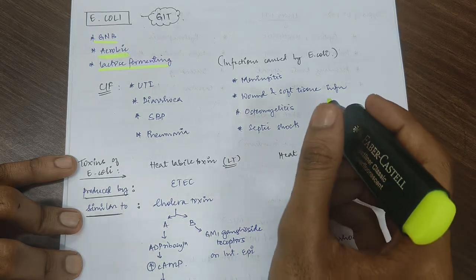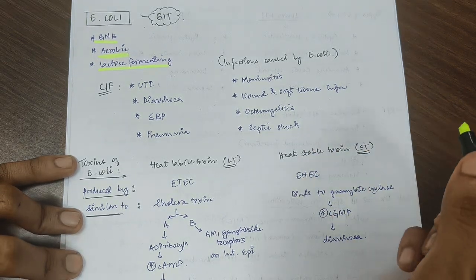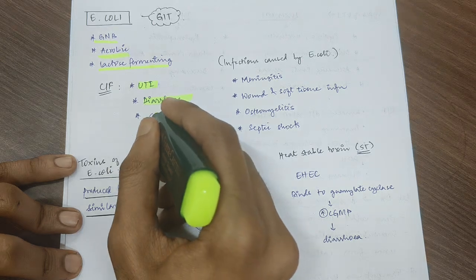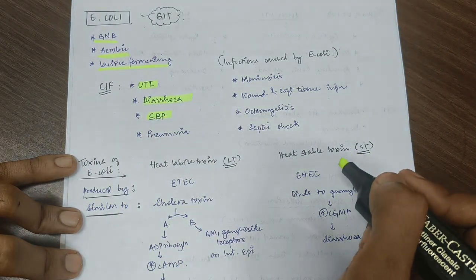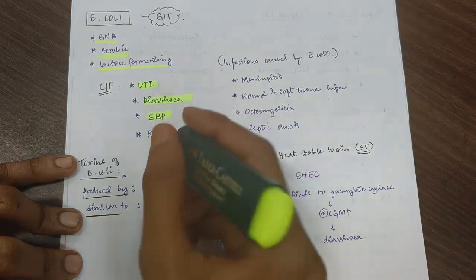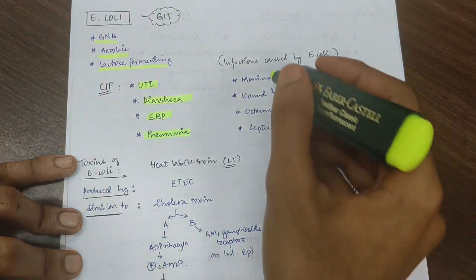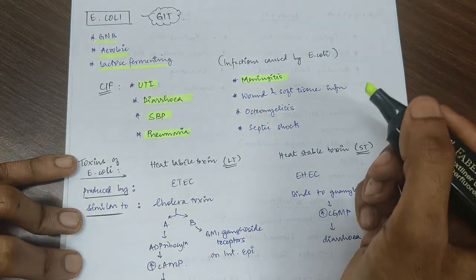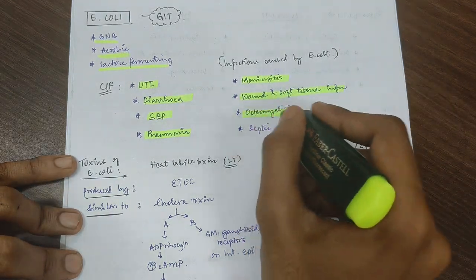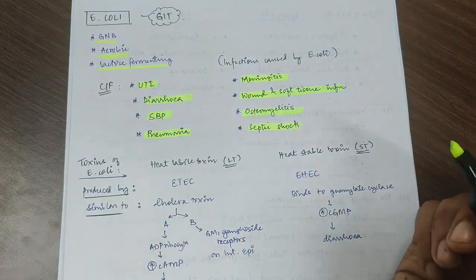So what are the clinical features or the infections caused by E. coli? They are going to ask UTI, diarrhea, secondary bacterial peritonitis. SBP means secondary bacterial peritonitis. P is for pneumonia, meningitis, then wound and soft tissue infection, osteomyelitis and septic shock.